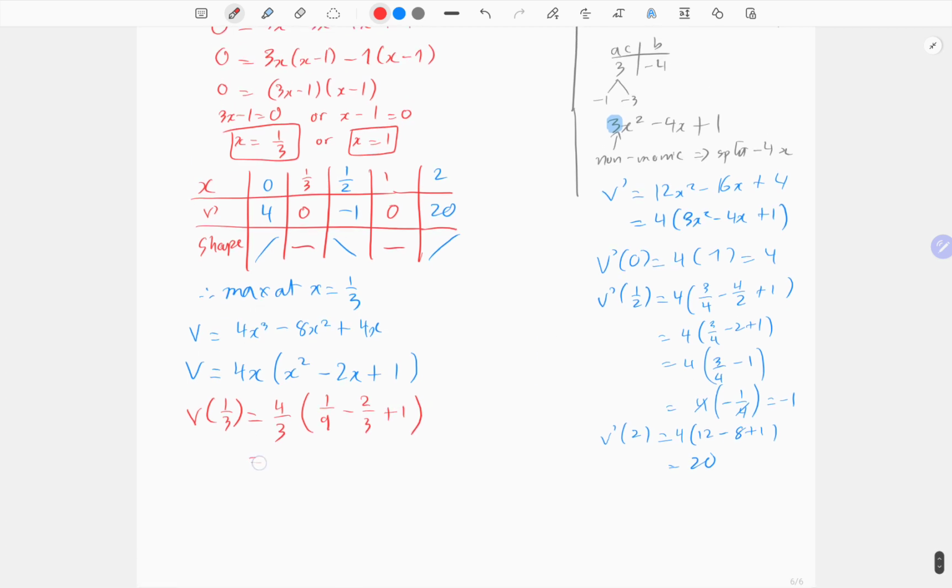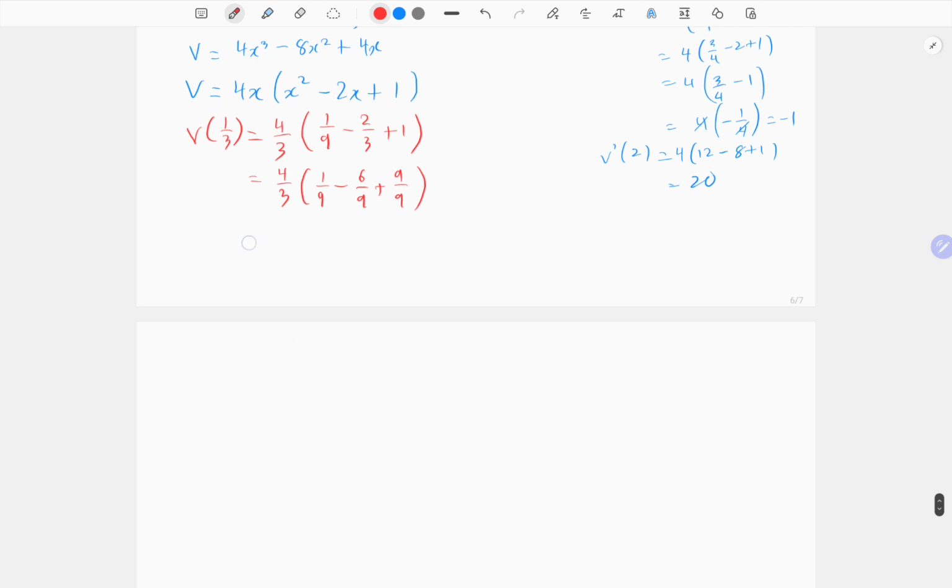Now we've got to work out the brackets first. So that'll be 1 over 9, and make everything over 9. So minus 2 over 3 times 3 is minus 6 over 9, plus 9 over 9. So 1 plus 9 is 10, minus 6 is 4. That'll be 4 over 9.